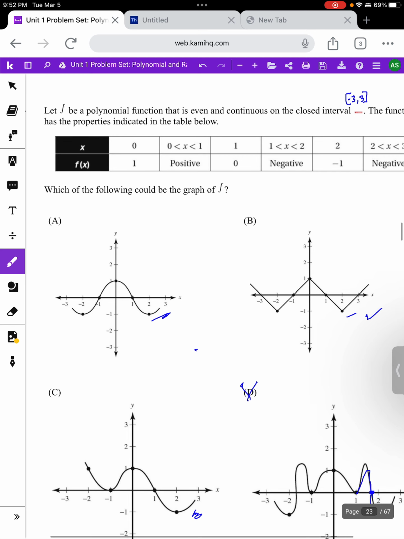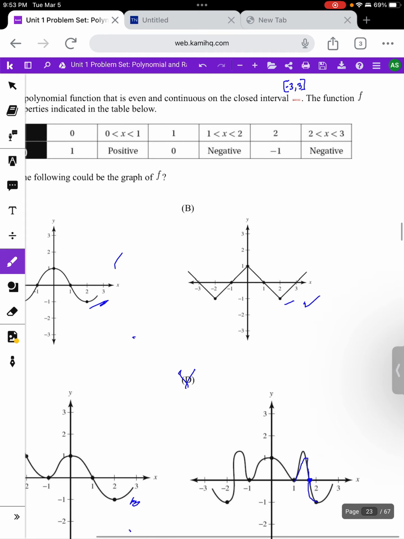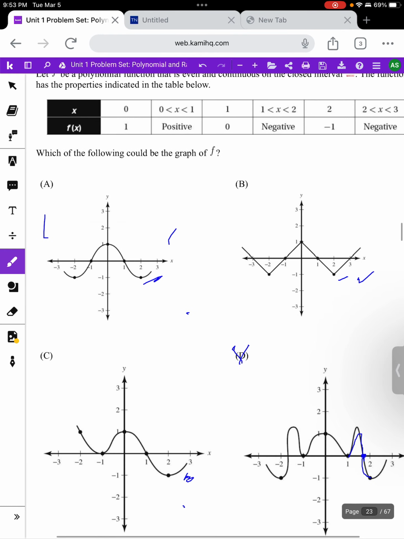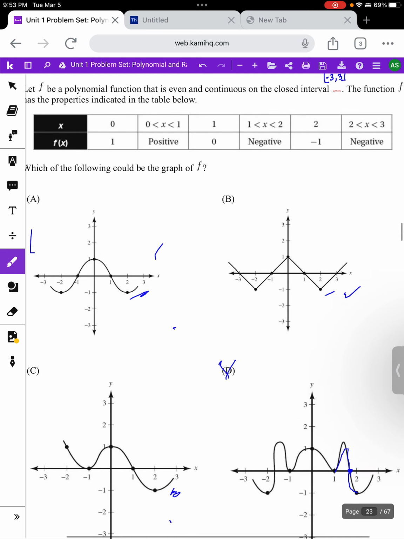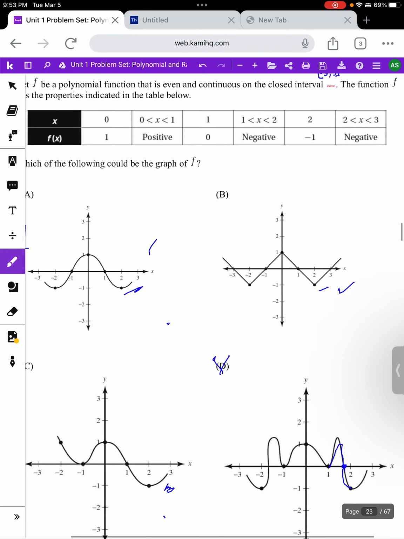The function is even. Okay, all of these functions are even because they come in and go out in the same direction. On the interval, and continuous on the interval negative 3 to 3. Okay, that just means that the function exists between those numbers. And here's the list of properties. All right, so let's keep looking at this.